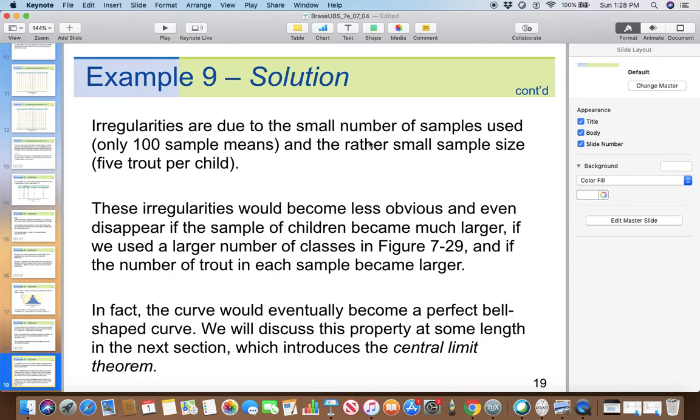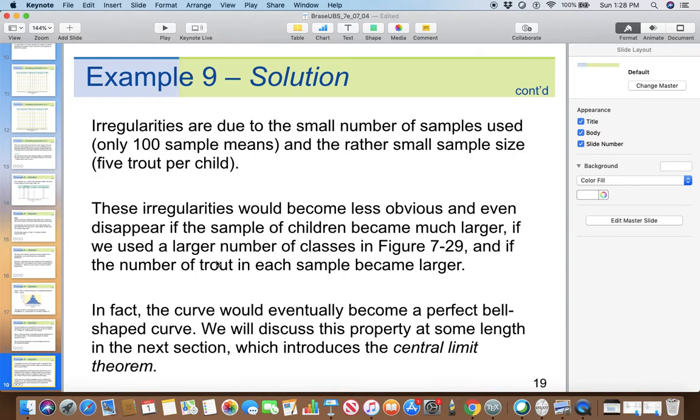Irregularities are due to the small number of samples used. We used only 100 samples and a rather small sample size. That is, for each child we had only 5. These irregularities would become less obvious and even disappear if the sample of children became much larger.